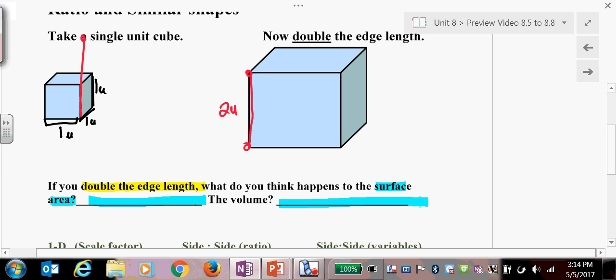I'm going to pause for about 20, 30 seconds. I actually want you to predict. If we double the edge length, what do you think is going to happen to the surface area, which is like wrapping paper around it? And what do you think is going to happen to volume? I'd like you to actually predict there. Do this now.